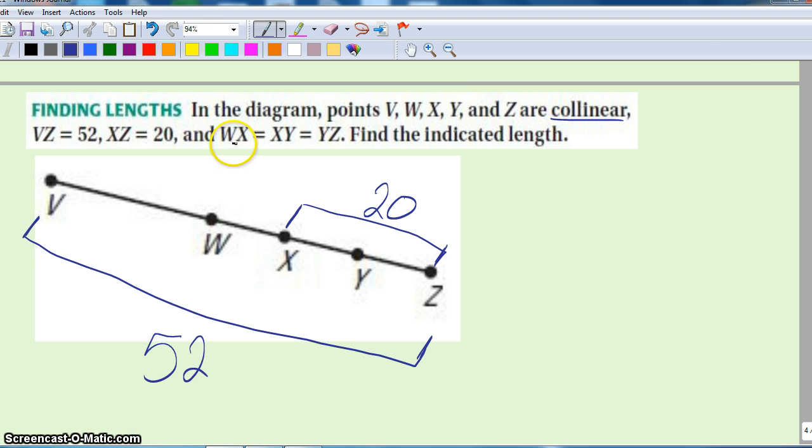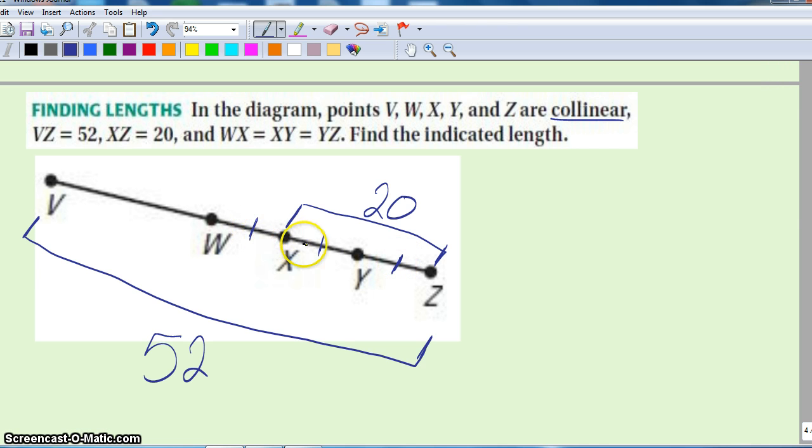Now becomes the fun part. WX, this part right here, equals XY. So from W to X, it's the same as X to Y. In geometry, you put a little line like this, which means that these two are congruent, just so I remember. And it says that XY is the same as YZ.